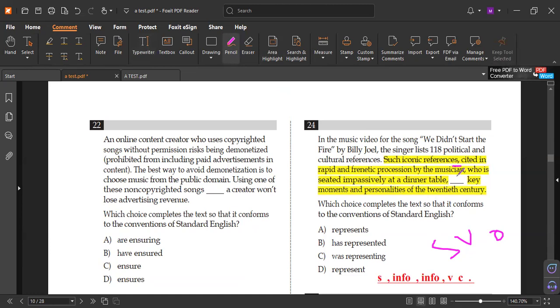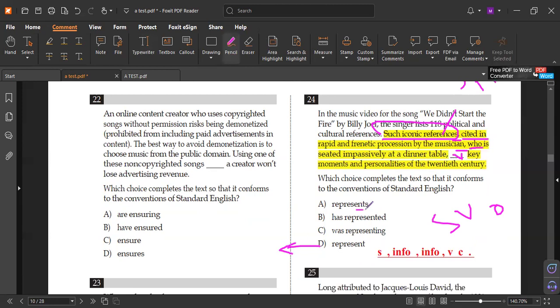So between the commas, a past participle phrase, and the second one, a clause, "who is." So my subject must be here, my verb must be here. With such iconic references, your subject is plural, so you need a plural verb. What is the plural verb? It must be letter D. Yes or no? Yes. Again, remember the hack: singular, singular, singular. Three answers singular, wrong. But use that if it is difficult.